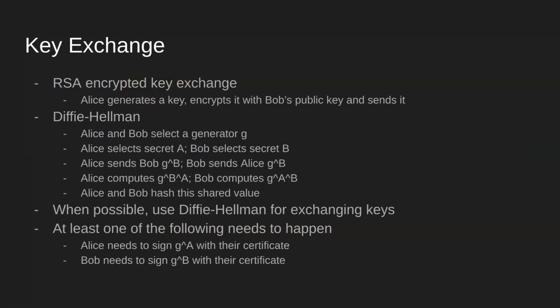Key exchange. There are various ways to exchange keys. When you initiate a TLS connection, the goal is to establish a shared secret so that both the client and the server can use a symmetric cipher. You can use RSA for exchanging keys, where usually the client will generate a secret, encrypt it with the server's public key, and then send it to the server. That way they both have the same secret. You can also use Diffie-Hellman to generate a shared key.